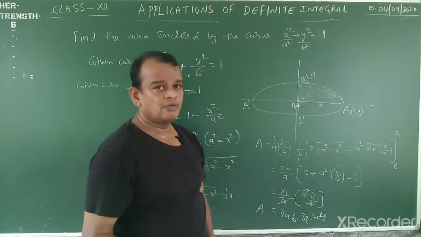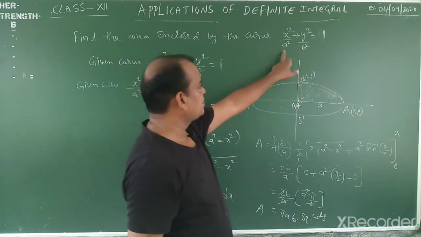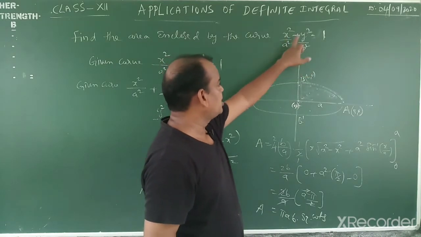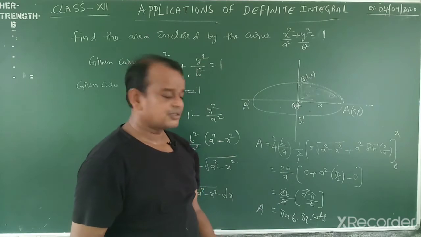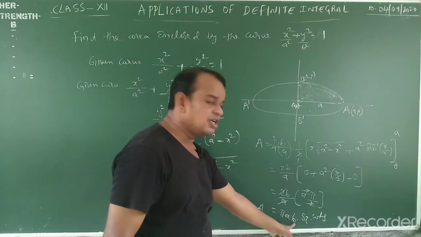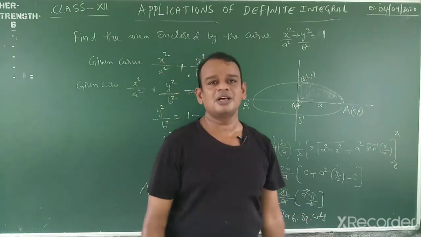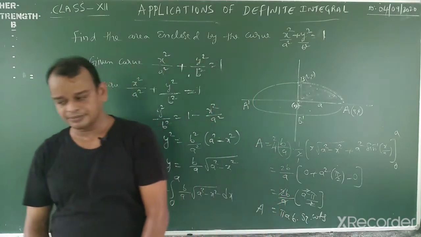Okay, from this one, what is the area of the circle? For suppose in this one, a is equal to b, substitute x square by a square plus y square by a square equal to 1, x square plus y square equal to a square. What is the area? Pi a square. In this one, b is equal to a, substitute pi a into a, pi a square. That is the area of the circle, my dear students.